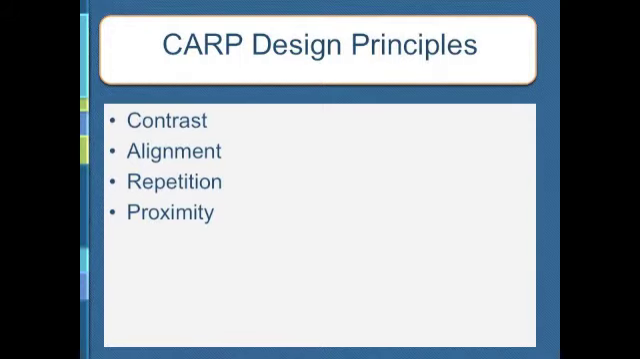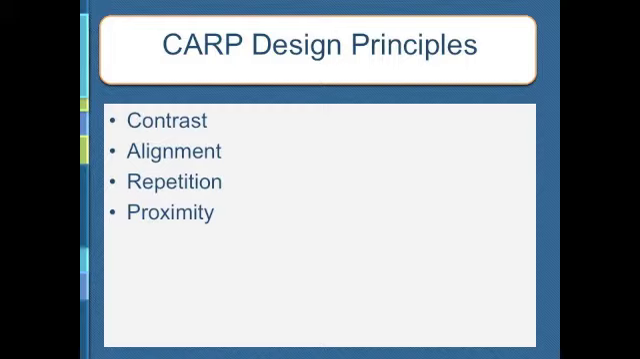Now, there are going to be 7 design principles we're going to be talking about. The first are what is known as CARP design principles, and we'll go through those in a second. We'll be talking about visual flow, visual balance, and visual hierarchy, which really allows us to tie all the other design principles together. Okay, so to begin with, let's talk about these CARP design principles. There are 4 of them.